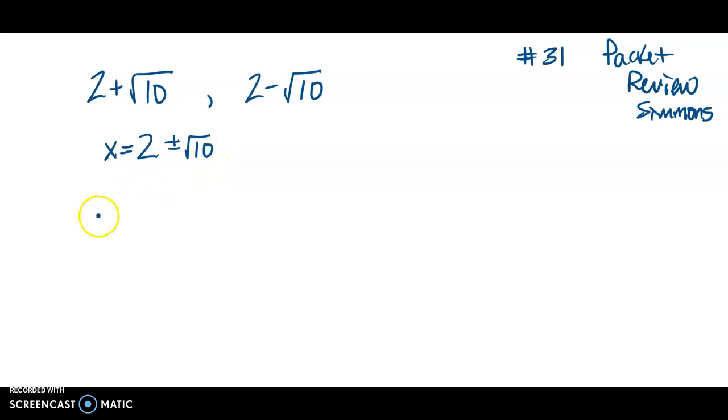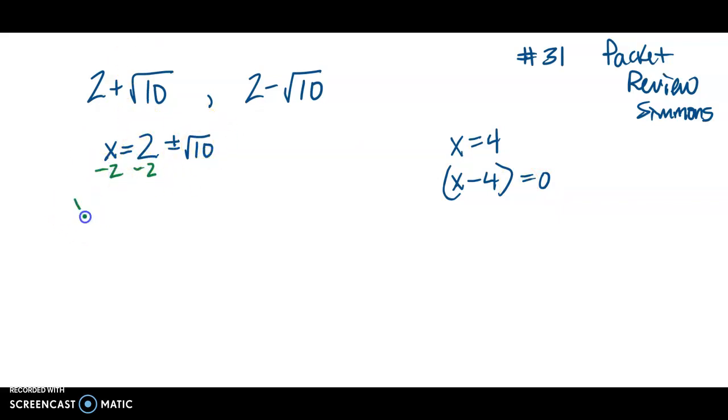We're going to move this back to something that was factored. So for example, if we had x equals 4, in factored form, it would be x minus 4 equal to 0. So we're going to switch this. We're going to get this back so that it's equal to 0. So our first step is that we want to subtract 2 from both sides. We're going to isolate that radical. So we're going to have x minus 2 equals plus or minus root 10.